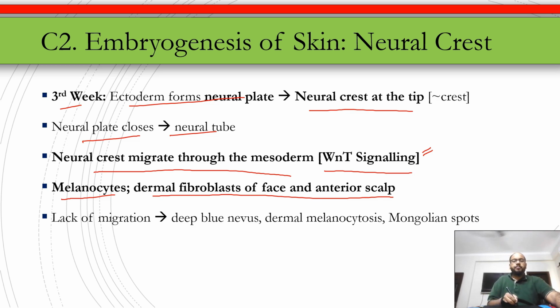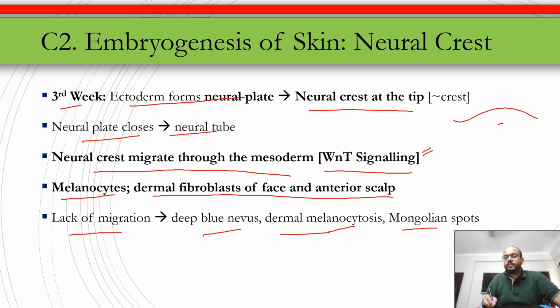We know that. If there's lack of migration, that means if the cells are not able to reach eventually the epidermis, you have deep blue nevus, dermal melanocytosis, and Mongolian spots. Clear? So if any one of you know what are the examples of dermal melanocytosis, please mention in the comment section. Let me see. Now, this is the ectoderm. This is the neural tube. Clear? And these are the neural crest cells.